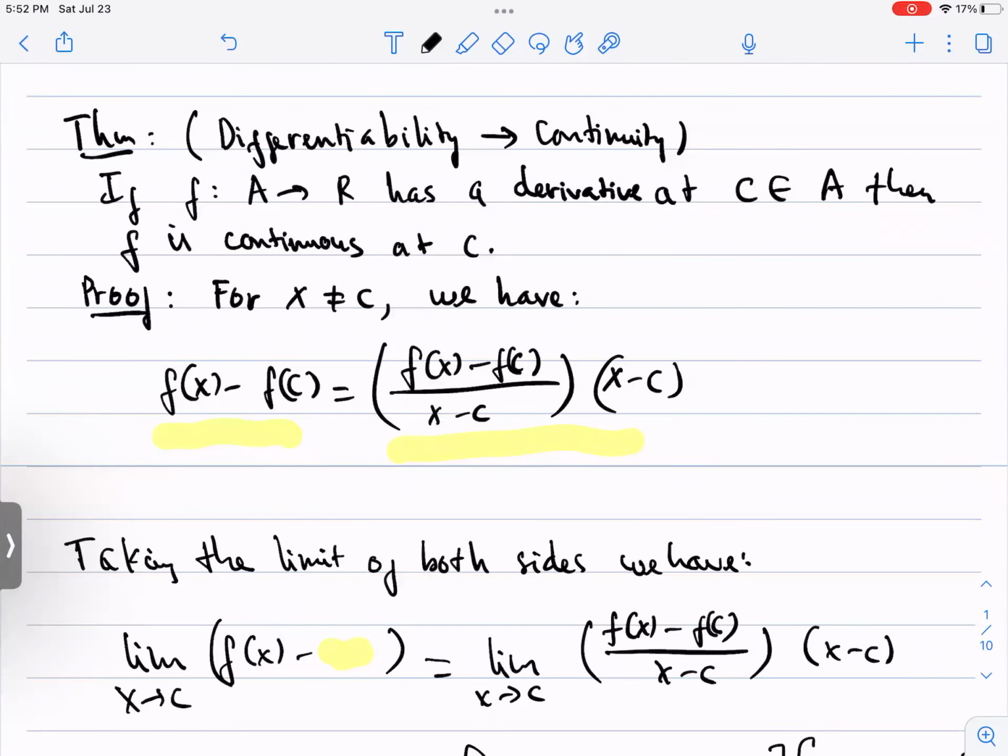So we consider the difference f of x minus f of c. This expression appears frequently in the definition of the continuity concept. So this is about continuity. On the other hand, it can be written as f of x minus f of c divided by x minus c, multiplied by x minus c. The expression inside the bracket here is related to the differentiability.